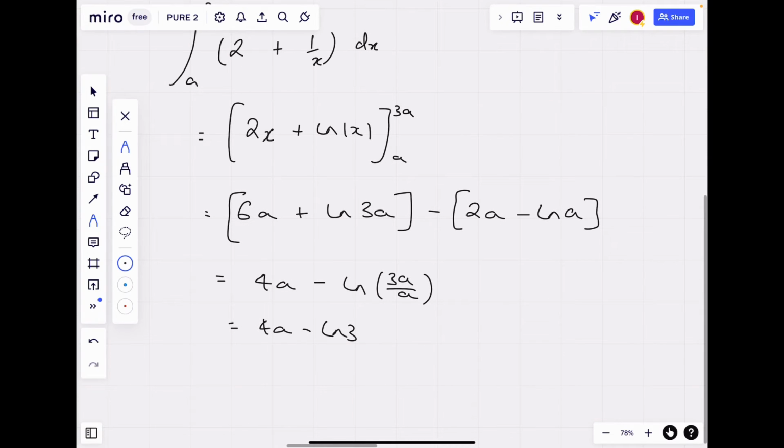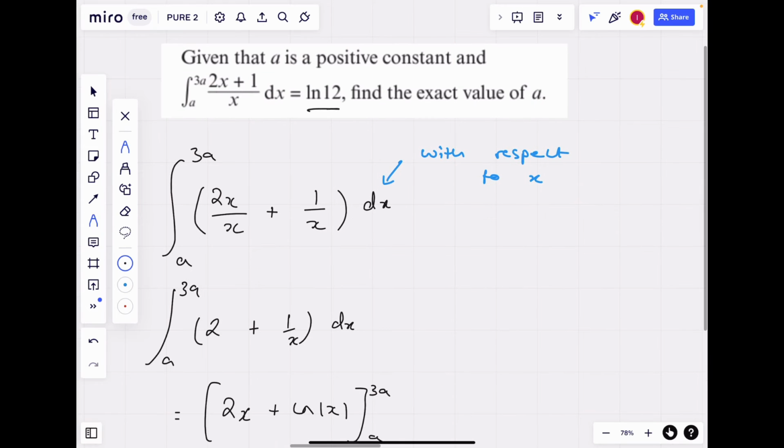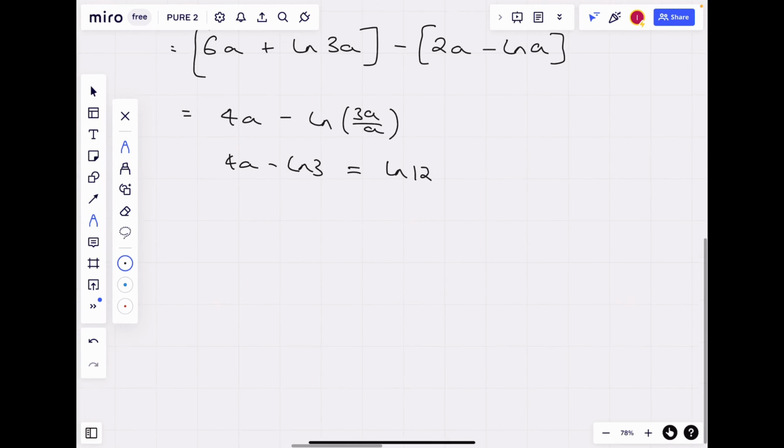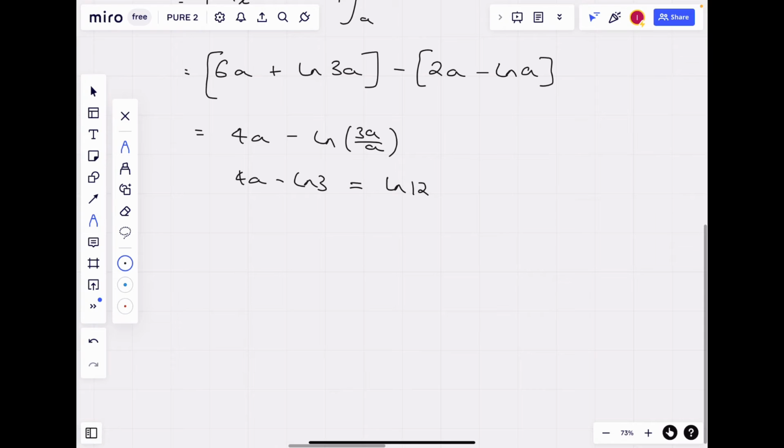This is equal to ln 12, which they told you in the question here. Now that we've got our simplified integral, now we can solve. 4a equals ln 12 plus ln 12 minus ln 3. 4a equals ln 4, a equals ln 4 all over 4. That's your answer.